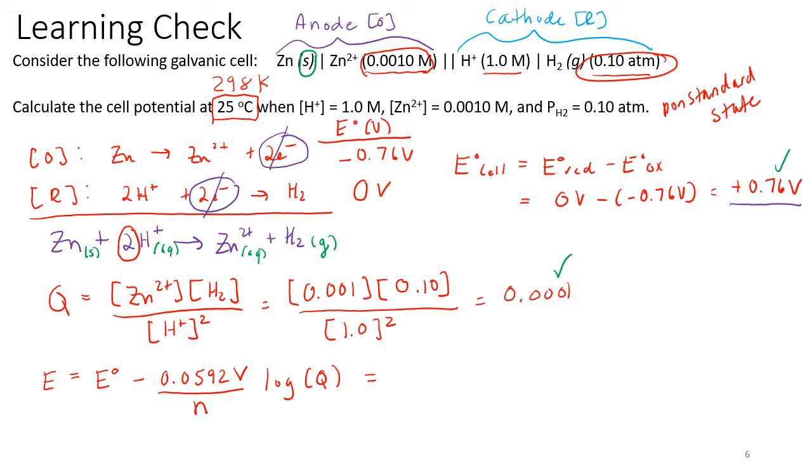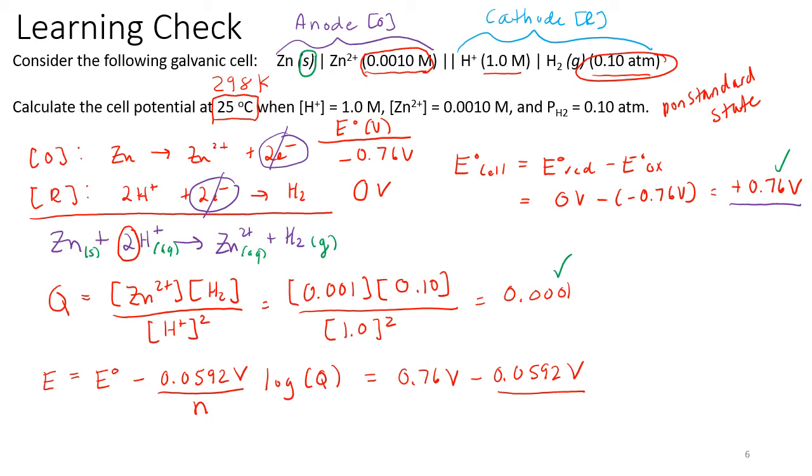Our standard cell potential was a positive 0.76 volts. That goes in for E naught, minus 0.0592 volts. Remember, that comes from a combination of the temperature, 298 Kelvin, R, the gas constant, and Faraday's constant. So rather than plugging those in each time, that same value would always occur.